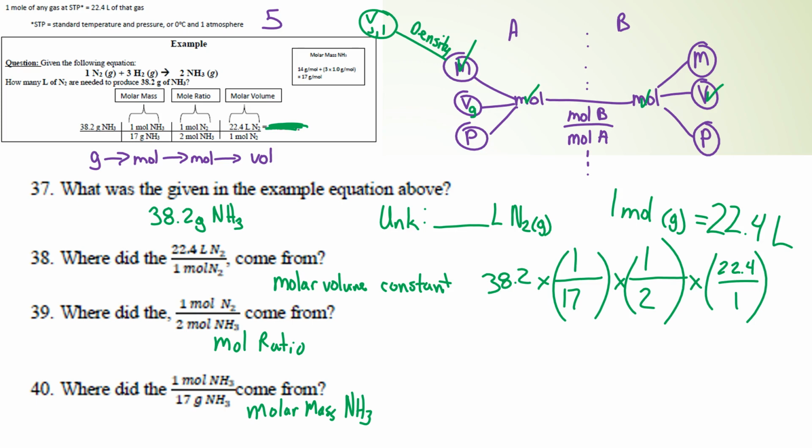Say it again. 25.2. So I think they went back to grams of nitrogen instead of volume.